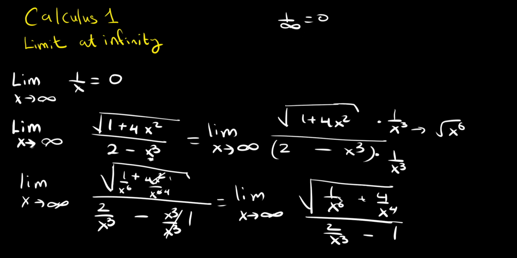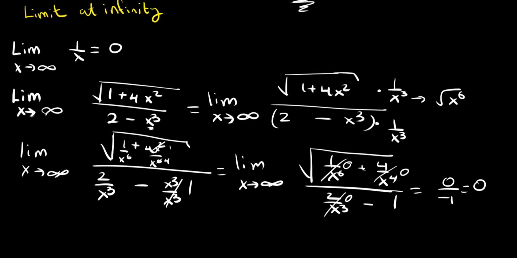So 1 over infinity, 1 over x to the power of 6. If I plug in infinity, it's going to give me 1 over infinity. So this is going to be 0, remember, because of this. And 4 over infinity also gives me 0, and 2 over infinity also gives me 0. Okay, so my final answer is going to be 0 over minus 1, which ultimately gives me 0. So this is how I deal with limits with infinity.